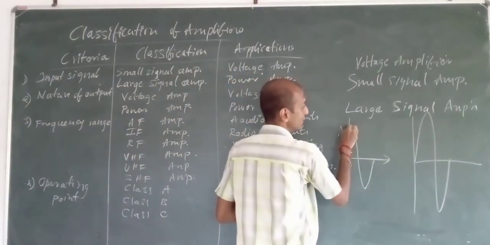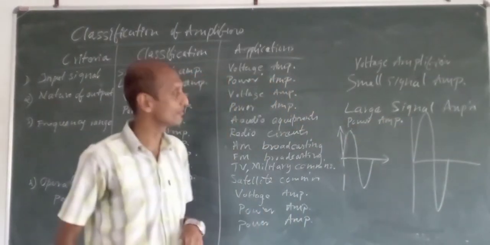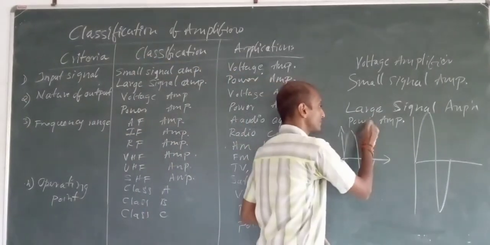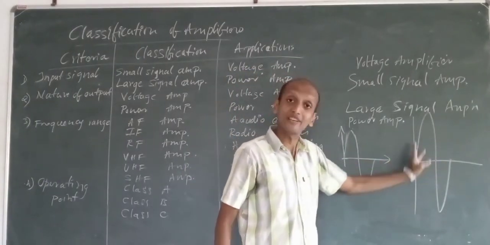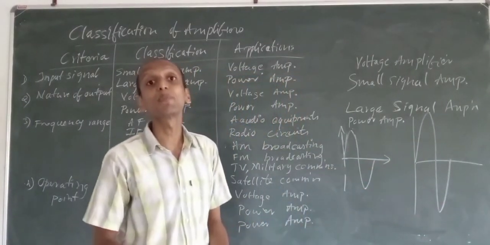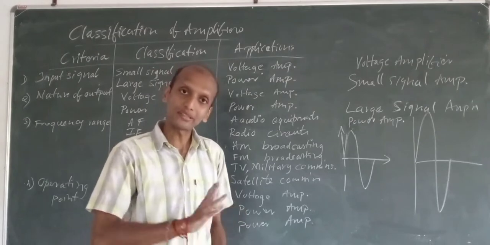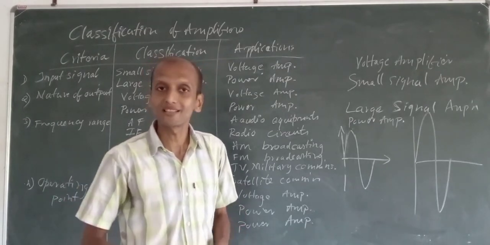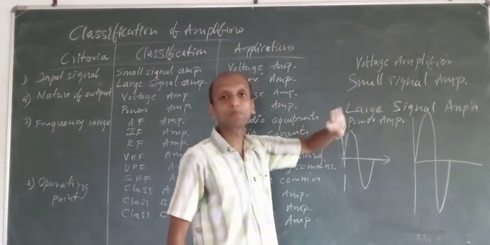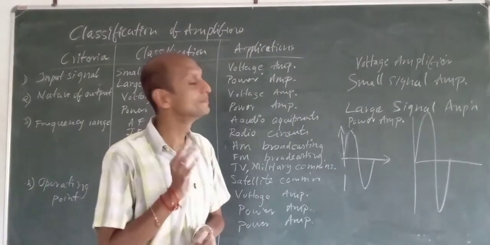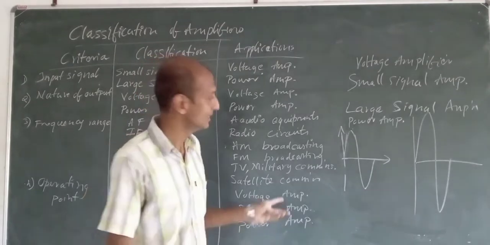Power amplifiers. Why? Because we have given a larger signal at the input, and the larger signal will be made into a very large signal. They won't make a weak signal into a strong signal. They will make a strong signal into a very strong signal. So such amplifiers are called power amplifiers, and small signal amplifiers are called voltage amplifiers. Is that clear? Okay.